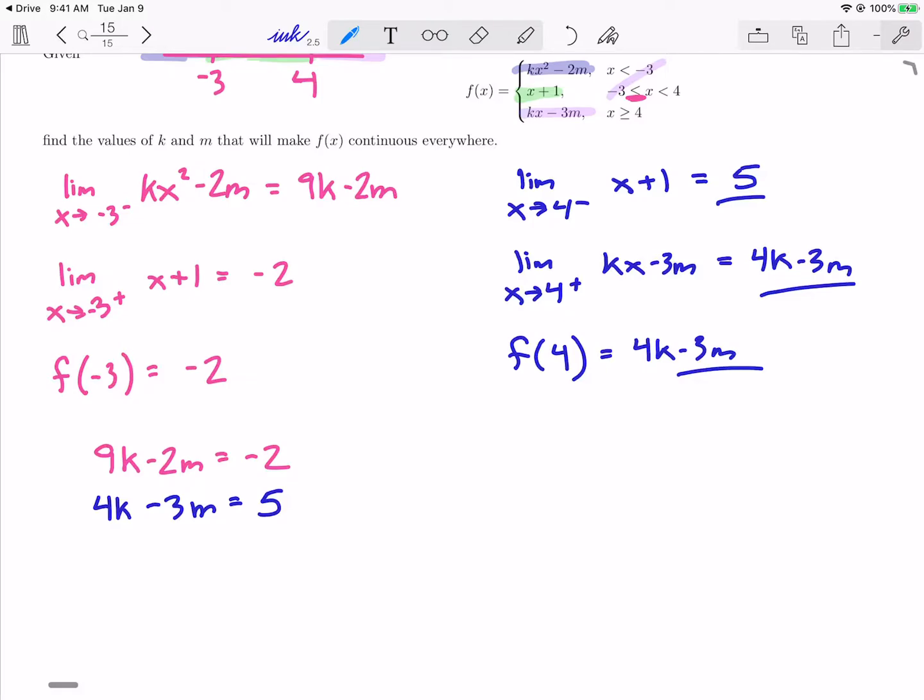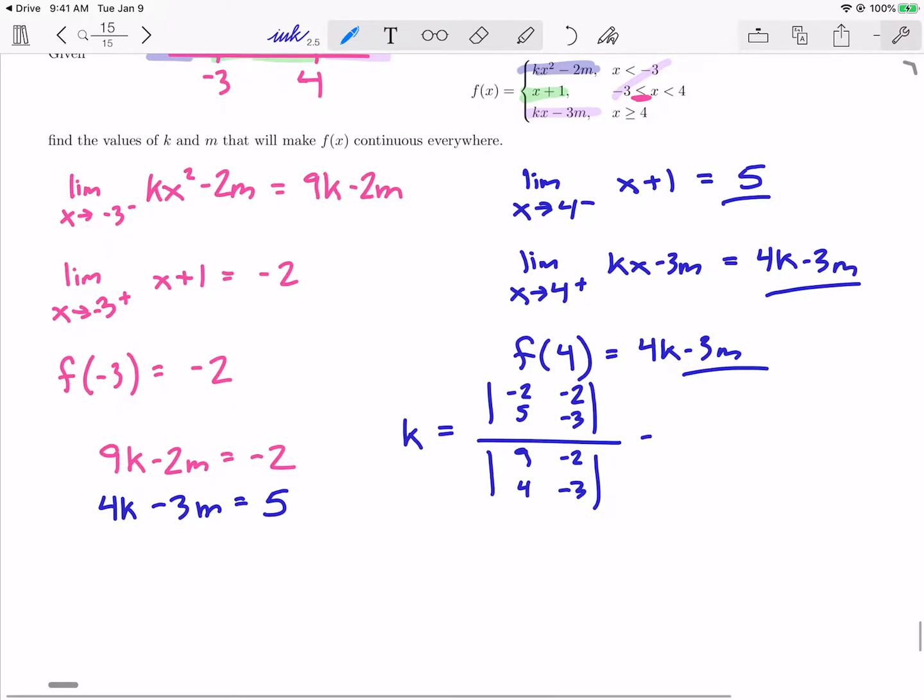I'm going to do it in a way you might not have seen. I'm going to do Cramer's rule. So I replace the 9 and the 4 with the negative 2 and the 5, and I leave the coefficients negative 2 and negative 3 the same. Compute this determinant divided by the determinant of 9, negative 2, 4, negative 3. There are many more efficient ways. I just wanted to show you one.